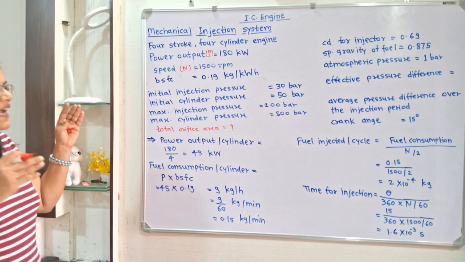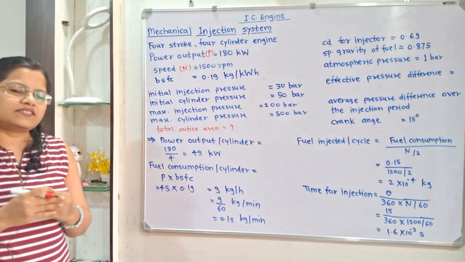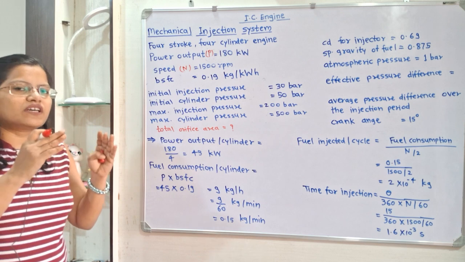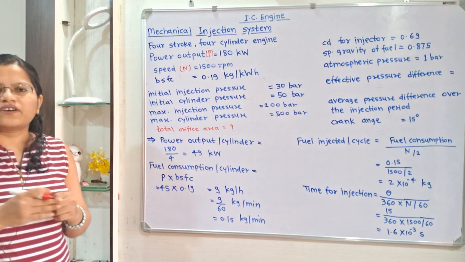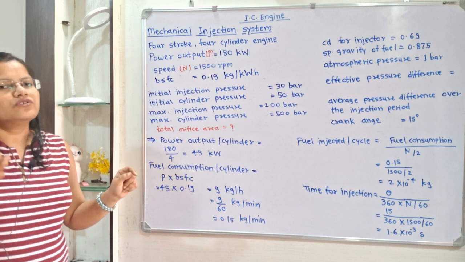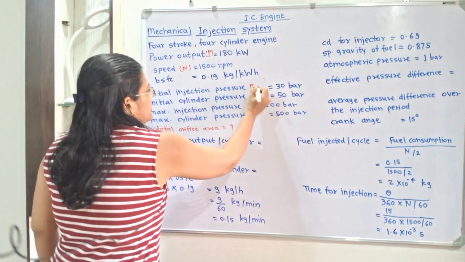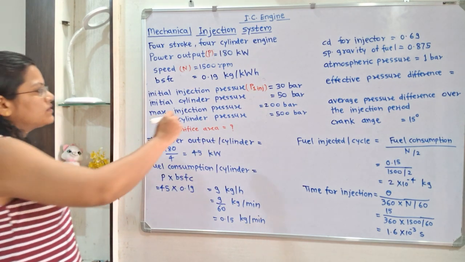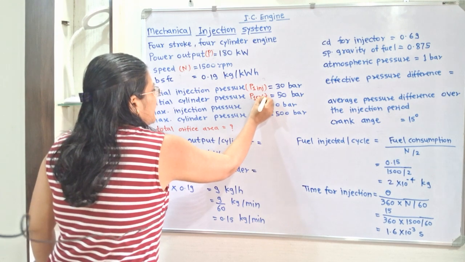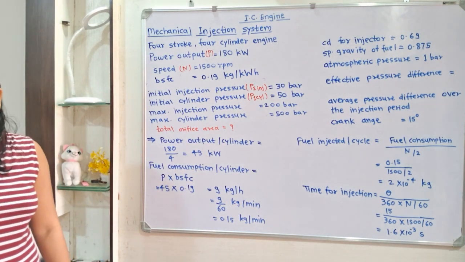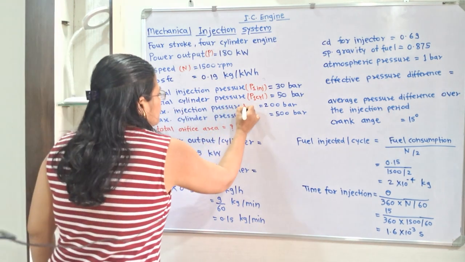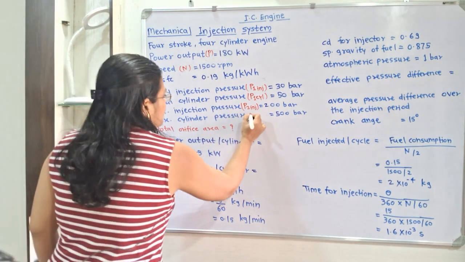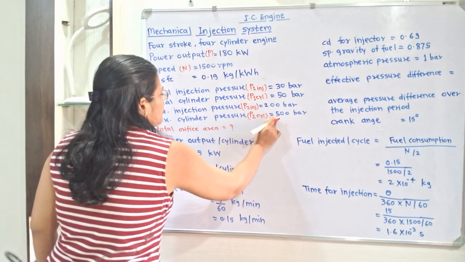Now in the data, the initial and maximum pressures for the injection and cylinder are given. For the pressure at the beginning we will use the suffix 1, and for the maximum pressure we will use the suffix 2. The initial injection pressure we write as P1 INJ, equal to 30 bar. The initial cylinder pressure is P1 CYL, equal to 50 bar. The maximum injection pressure is P2 INJ, equal to 200 bar, and the maximum cylinder pressure is P2 CYL, equal to 500 bar.